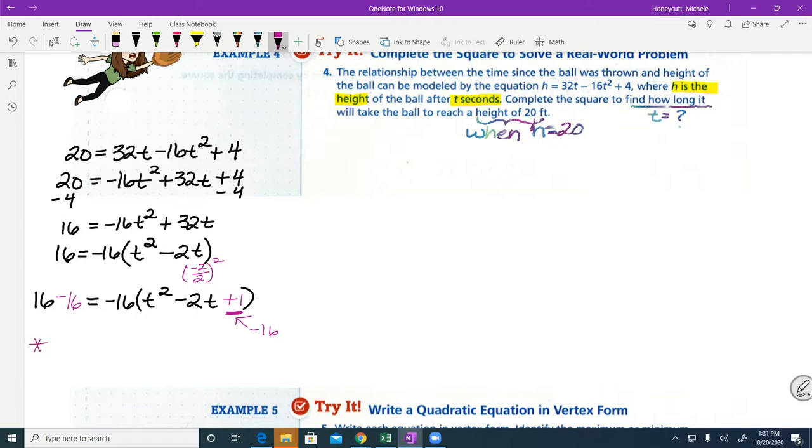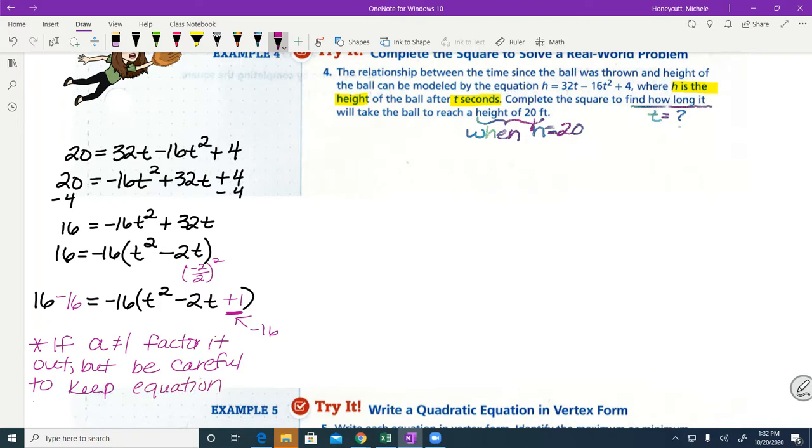So if a does not equal 1, factor it out. But be careful when deciding which number to add to both sides of the equation. Or let's just say, be careful to keep your equation balanced when adding to both sides.